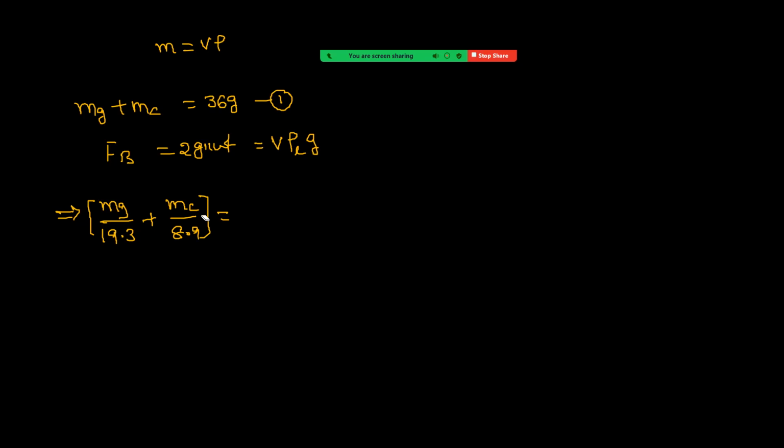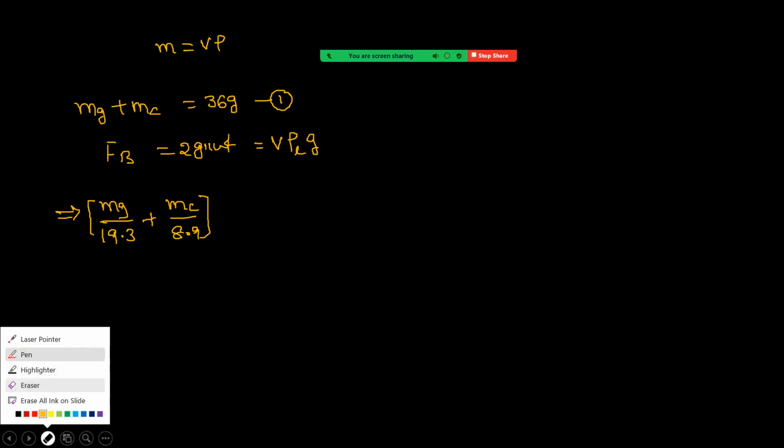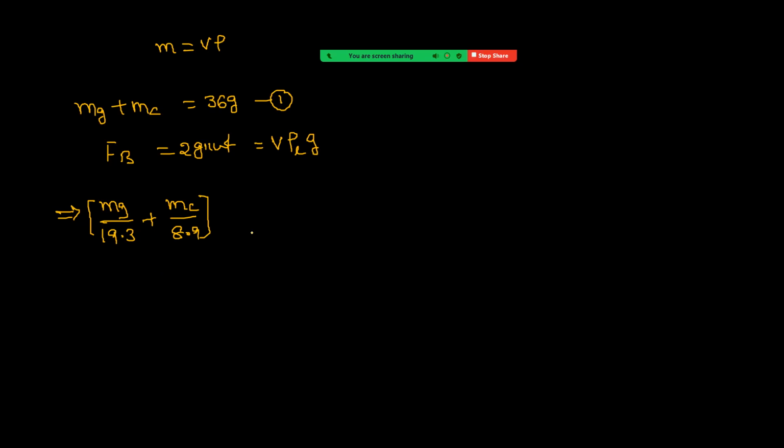That volume into density of liquid. It is now given water. Density of water is 1 gram per cc into g. That is equal to 2 gram weight. So 2 into 3 into g. Okay, 2 gram weight. g gets cancelled.